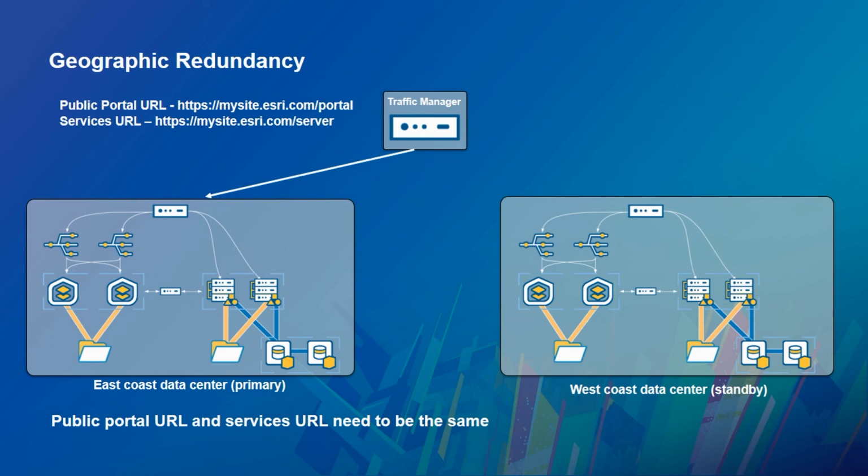Let's say you have an environment fronted by a traffic manager or load balancer. The public URL is mysite.esri.com/portal. The services URL is mysite.esri.com/server. And the traffic manager is sending all the traffic to your primary data center, whether it's on the East Coast or wherever it is.